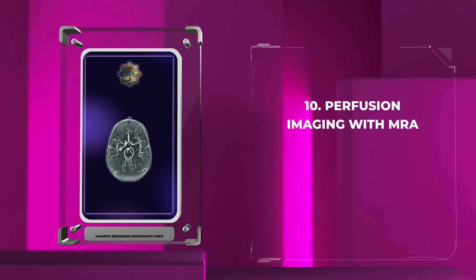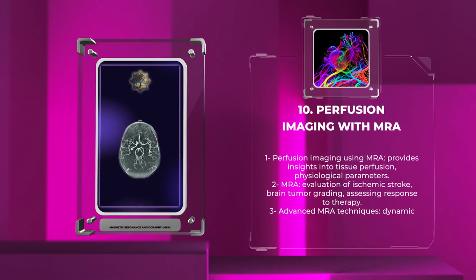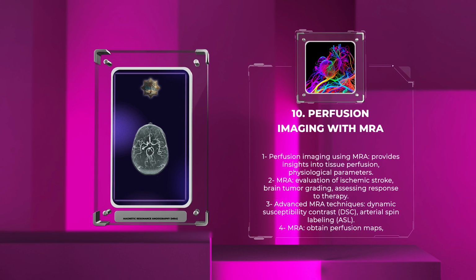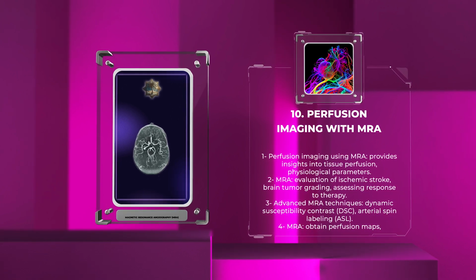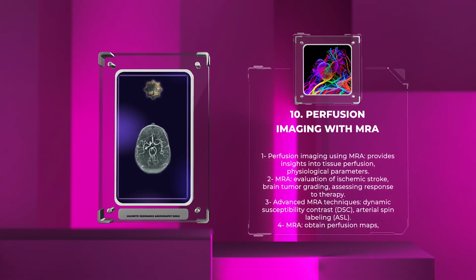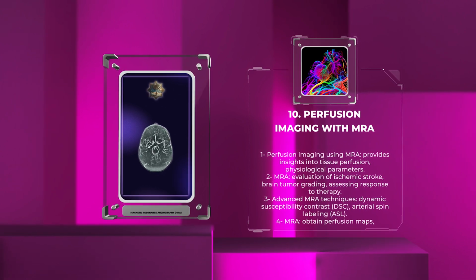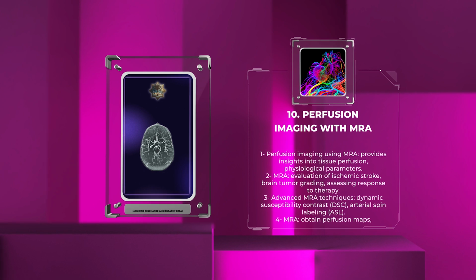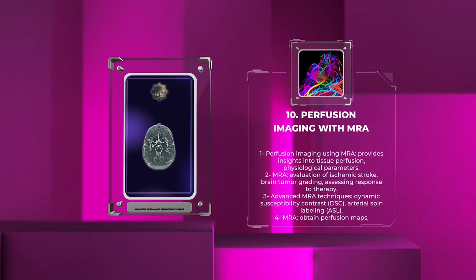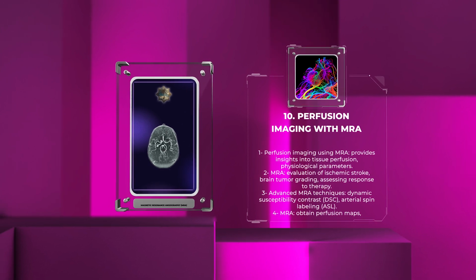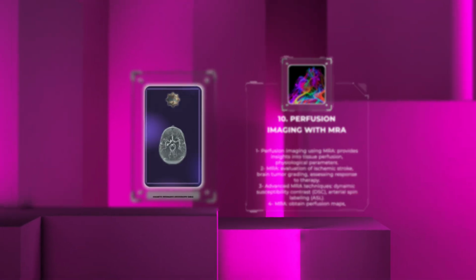Perfusion imaging using MRA provides valuable insights into tissue perfusion and physiological parameters like blood flow, volume, and mean transit time. It aids in the evaluation of ischemic stroke, brain tumor grading, and assessing the response to therapy. Using advanced MRA techniques such as dynamic susceptibility contrast, DSC, or arterial spin labeling, ASL, clinicians can obtain perfusion maps, allowing for the identification of ischemic areas and assessment of treatment efficacy.